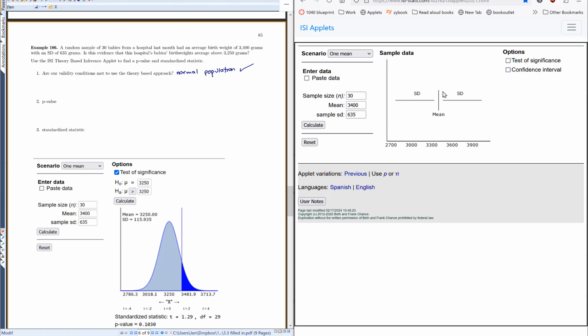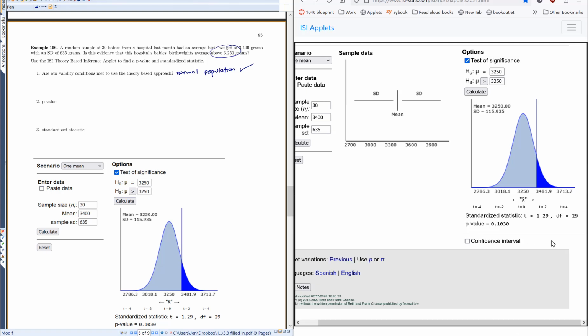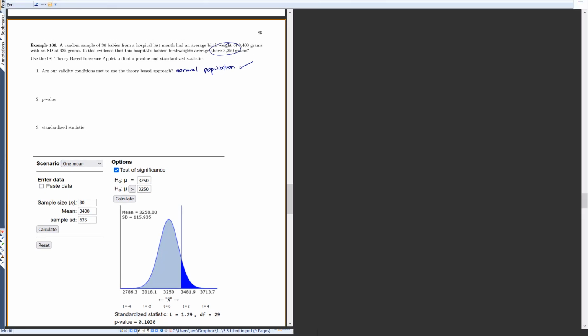And then you have to come over here to where it says options. This is trying to do something called a confidence interval, which you haven't learned how to do yet. So now you click test of significance. You have to tell it what your null hypothesis is. My null hypothesis was we're testing to see is it 3250 or is it above that. So you put in the 3250 for the null hypothesis. It will fill that in for the alternative. You have to pick which way we're looking, for above. So it's greater than. And then it gives you all of these results, which you can see here on the notes.